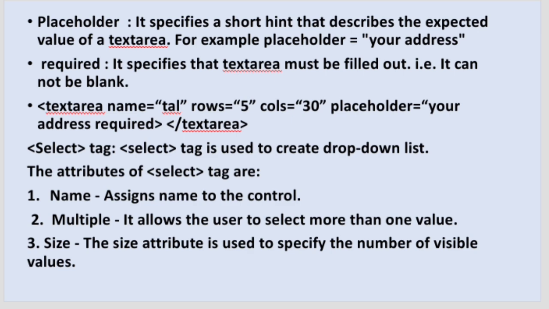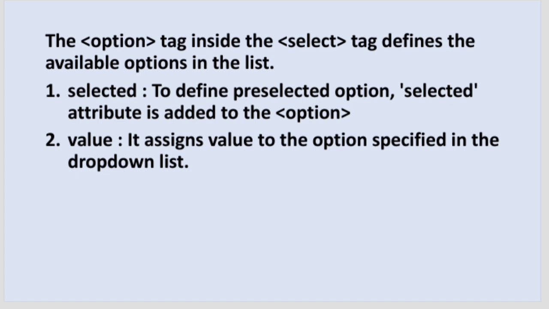The attributes of the select tag are: first is name, which assigns a name to that control. Multiple allows the user to select more than one value. If the multiple attribute is not used, then a single choice will be there. And size, the size attribute is used to specify the number of visible values. Further, the option tag inside the select tag defines available options in the list.